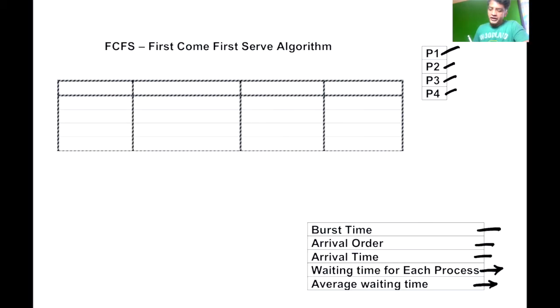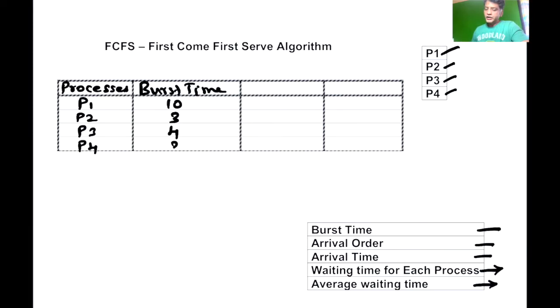First I'm going to take the processes, that is called P1, P2, P3 and P4. After that I should have the burst time for each process. Burst time is the execution time, right? So here I'm giving 10, then after that 3, 4, 2. So these are the burst times for each process.